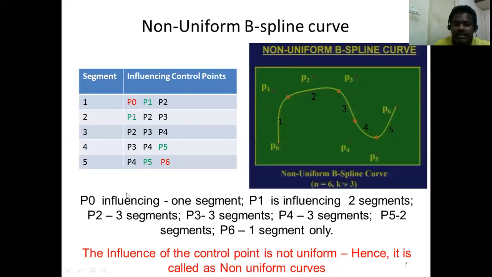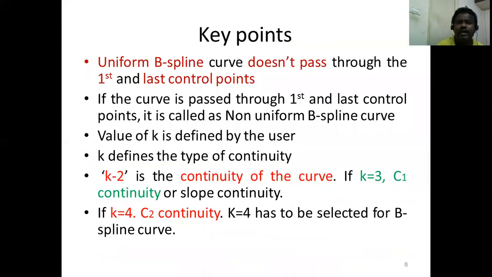Since the influence of the control points is not uniform for every segment, it is called a non-uniform curve. Right. Some of the key points, let us see. A uniform B-spline curve doesn't pass through the first and last control points. In the previous case, what we have seen is non-uniform, so it passes through the starting point and ending point.